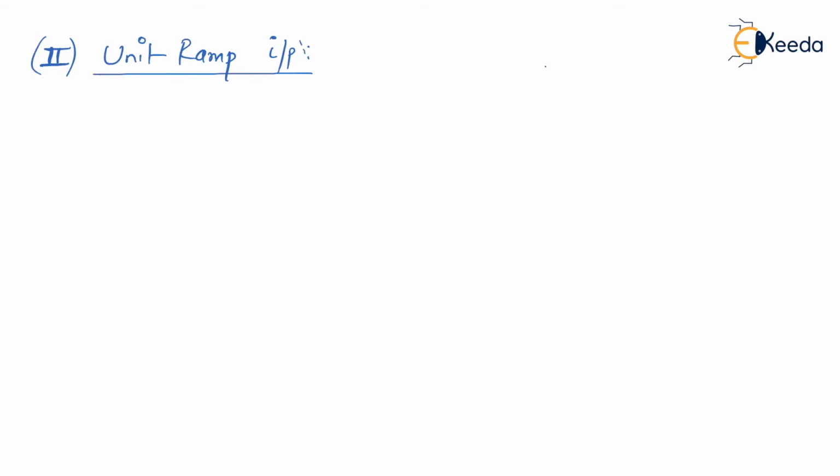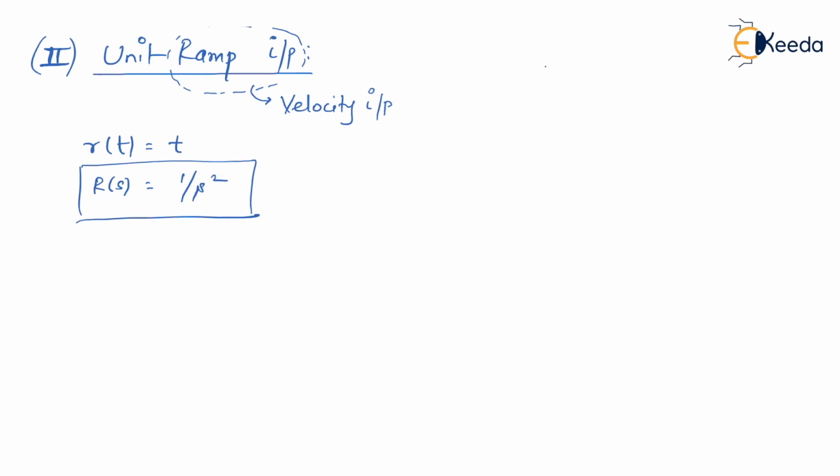In fact, this ramp input is also known as a velocity input. We know that r of t is simply equal to t for t greater than 0, and r of s is 1 upon s square. So in the derived ESS formula, I'm just going to replace r of s, because what we are going to look after in this session is dependency of steady state error when input changes.